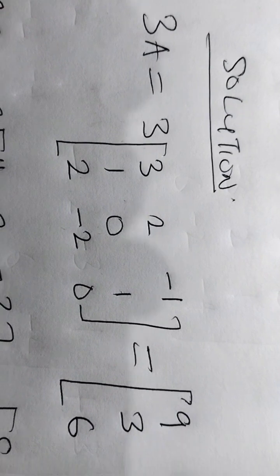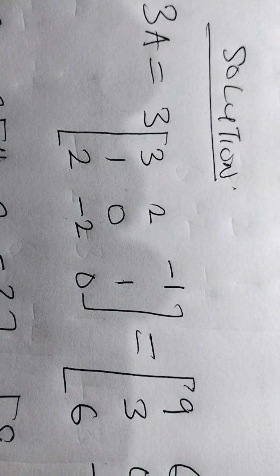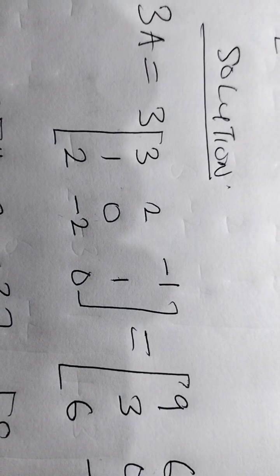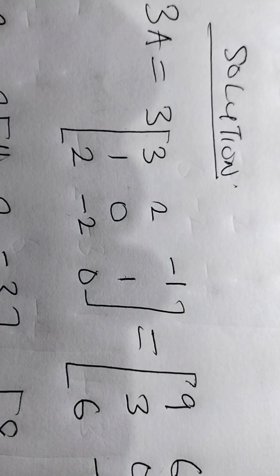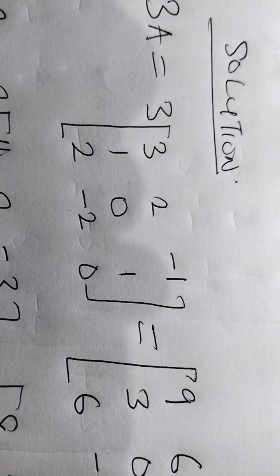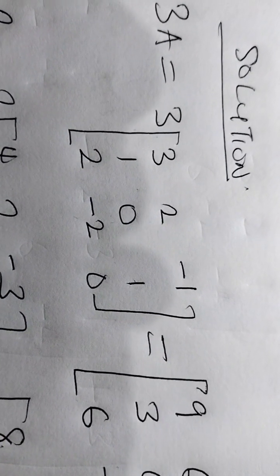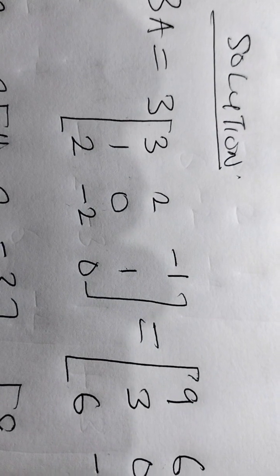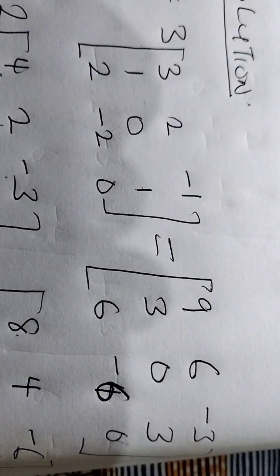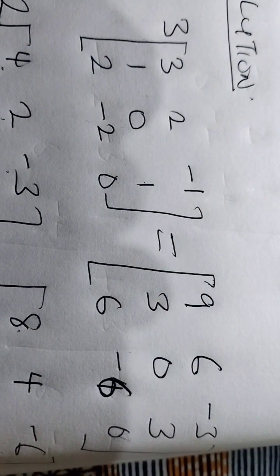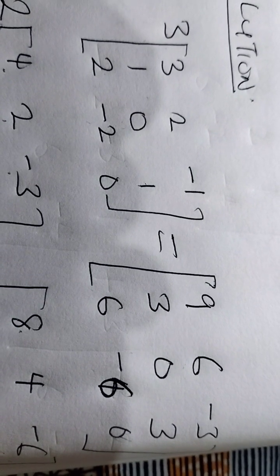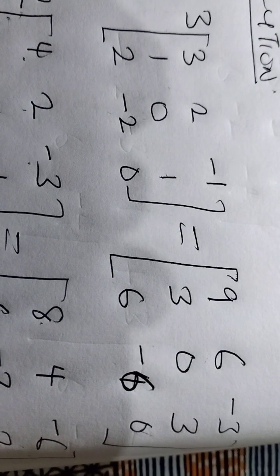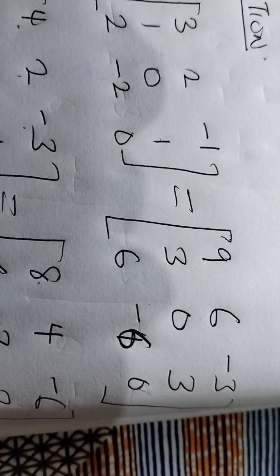Going to the solution, 3A, we have it there. That is 3A, replacing A with the value of A. Multiplying the elements in that matrix by 3, we have 3 times 3 is 9, 3 times 2 is 6, 3 times -1 is -3, 3 times 1 is 3, 3 times 0 is 0, 3 times 1 is 3. Going to the third row, 3 times 2 is 6, 3 times -2 is -6, 3 times 0 is 0.